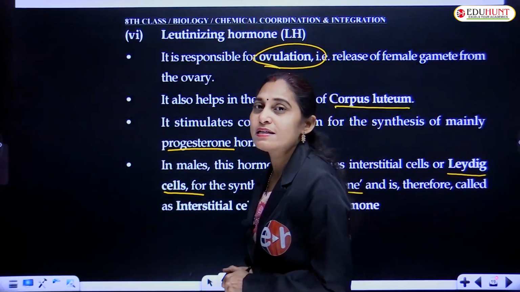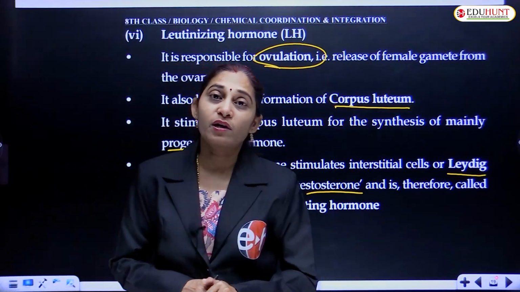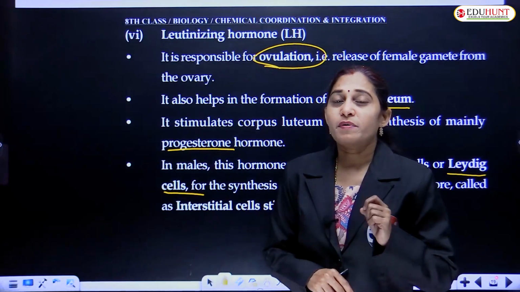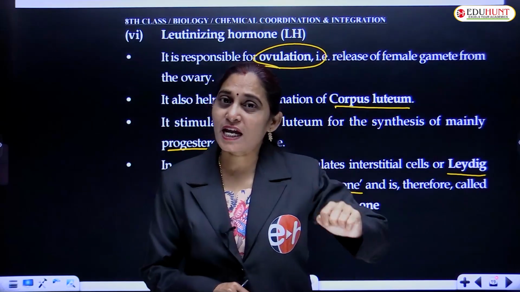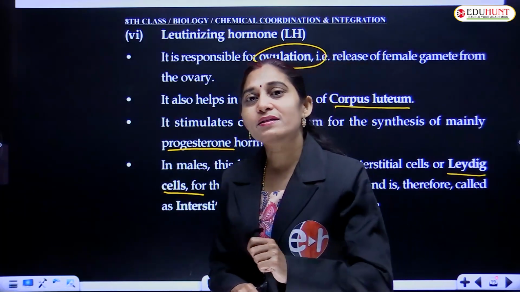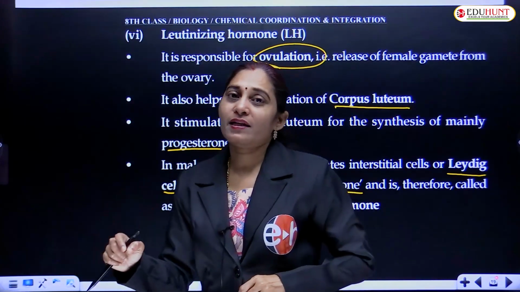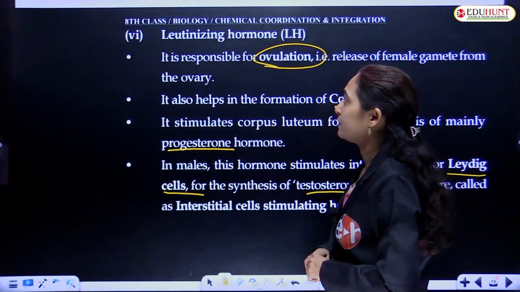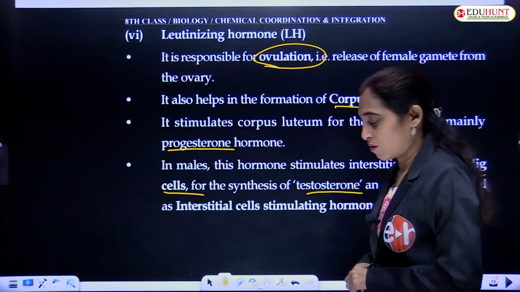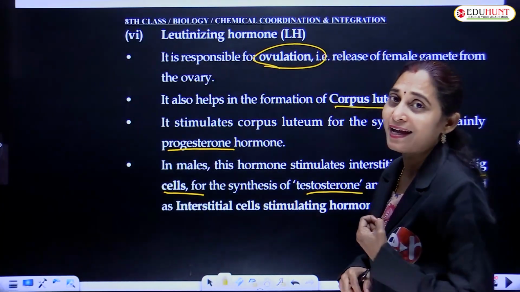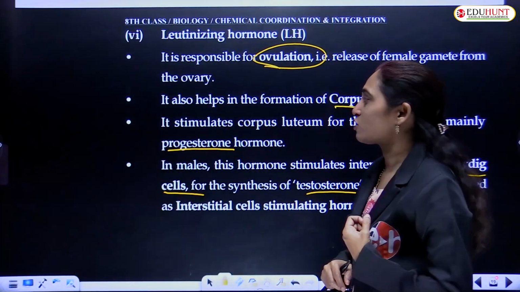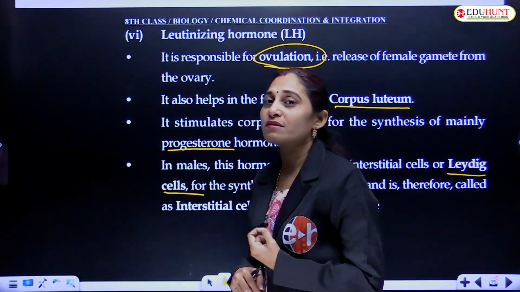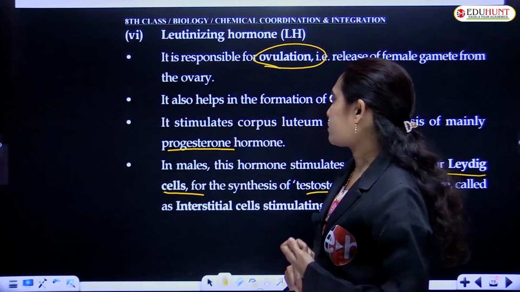What we mentioned earlier was follicle stimulating hormone. Follicle stimulating hormone is responsible for formation of gametes, that is a gametogenic hormone: formation of male gametes in males and female gametes, that is ova, the egg, in females. But the luteinizing hormone is responsible for ovulation, that is release of the egg from the female reproductive system, that is the ovary, and also stimulates the corpus luteum to synthesize the progesterone hormone.